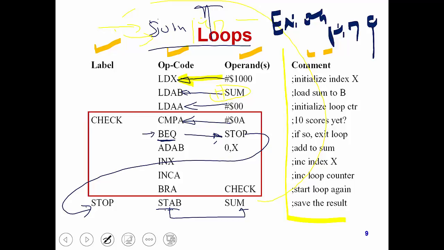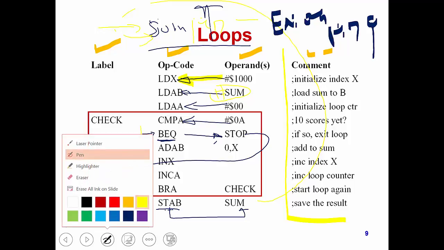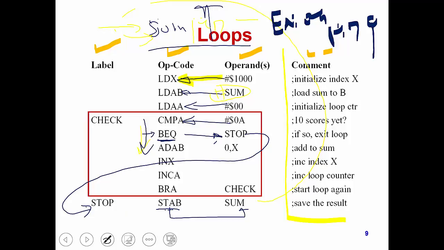Now, if not equal yet, when we compare A, if it's not equal to 0A yet, then we sequentially execute the next instruction. We come here. That's the real operation, ADDB: we add something into B. We add the value x points to. Remember I told you that here we have 0,x because this is indexed address mode. We add the value at the memory location pointed to by x. Because when you add 0 to x it is equal to x, it means we add the value x points to.